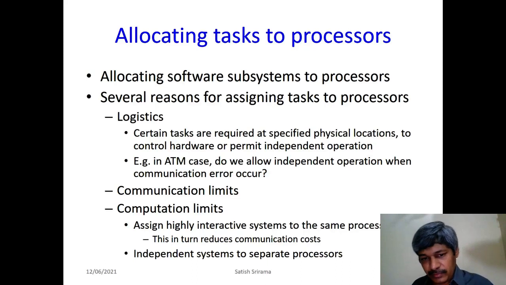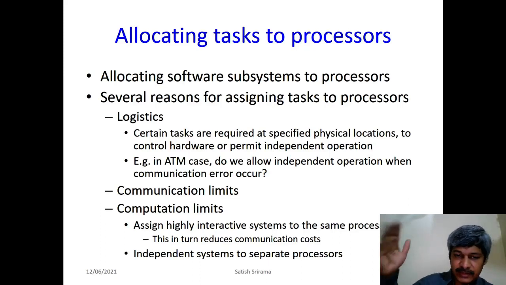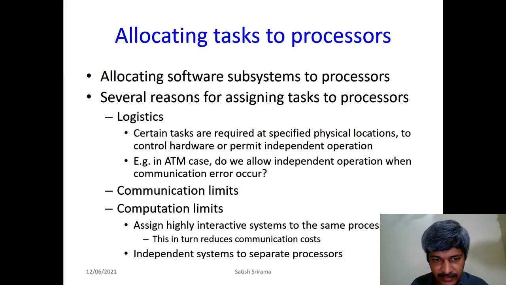If you don't allow any of these transactions, then the ATM can be a simple terminal, like in a traditional Unix or Linux-based system. So all the processing is happening somewhere on a different machine, in this case on the consortium computer, and the ATM is just a terminal. Alternatively, if we allow some sub-transactions to run, then you need a CPU in the ATM itself. So these are some of the reasons why you would allocate certain tasks to certain processors. These are all part of the design decisions.